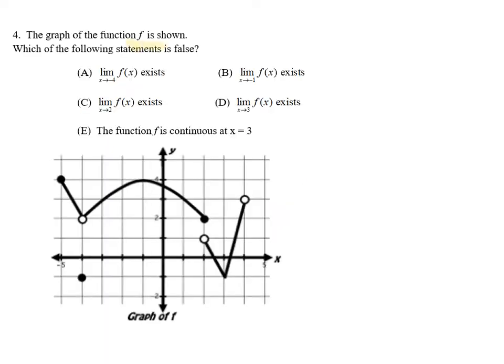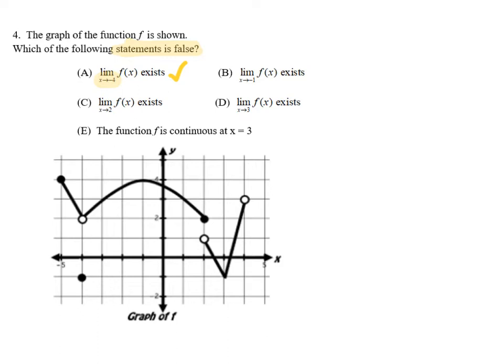All right, we're looking for a false statement. So let's go through each of them anyways, just for practice. We're looking for the limit of that f of x existing at -4. When I go to -4, here I am at -4. I look at the limit. I am approaching 2 from the low and 2 from the high, so it exists. That is a true statement.